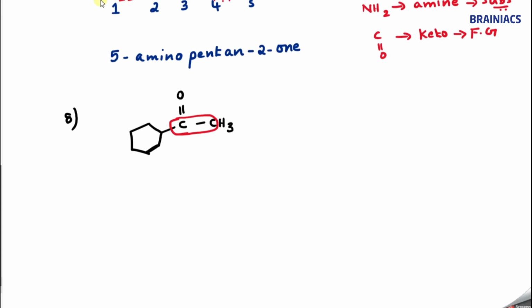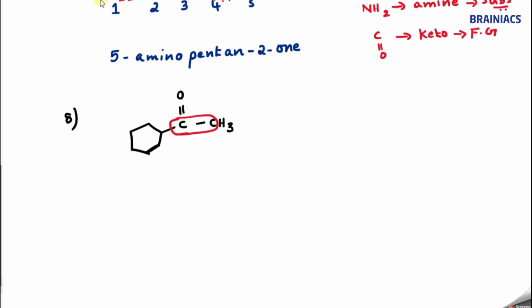Many students will ask, sir, you have taught me a rule: if the number of carbon atoms in the ring is greater than or equal to the number of carbon atoms in the side chain, then the ring gets the priority. Here the ring has more carbon atoms, so why have you taken this? The reason is that rule is applicable when there is no functional group or multiple bonds present. Whenever a functional group or multiple bonds are present, the priority is functional group, then multiple bonds, then the substituent. So this is the parent chain.